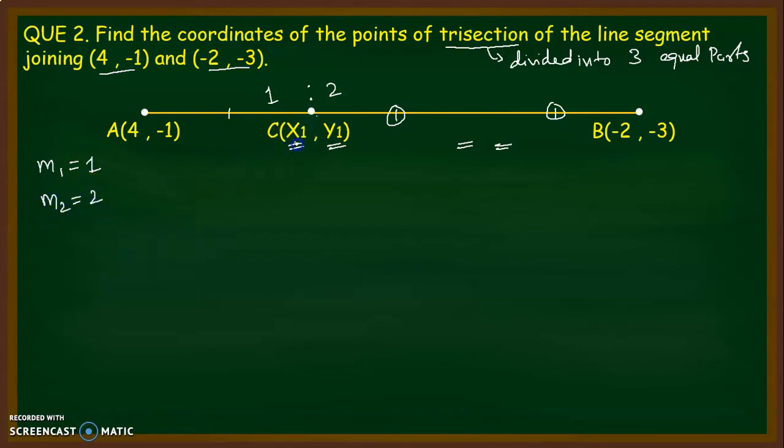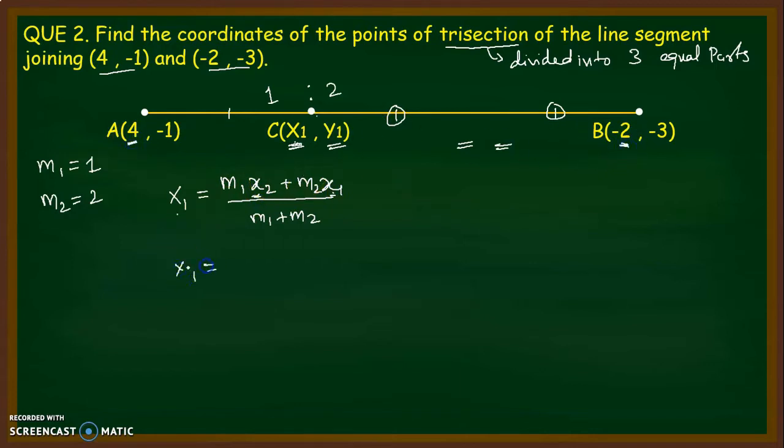Now if you want to find out the capital X1, here we can use the section formula, that is (M1 x2 + M2 x1) divided by (M1 + M2). Here this capital X represents the coordinate of point C, and this small x1 and small x2 represent the coordinate of point A and B.